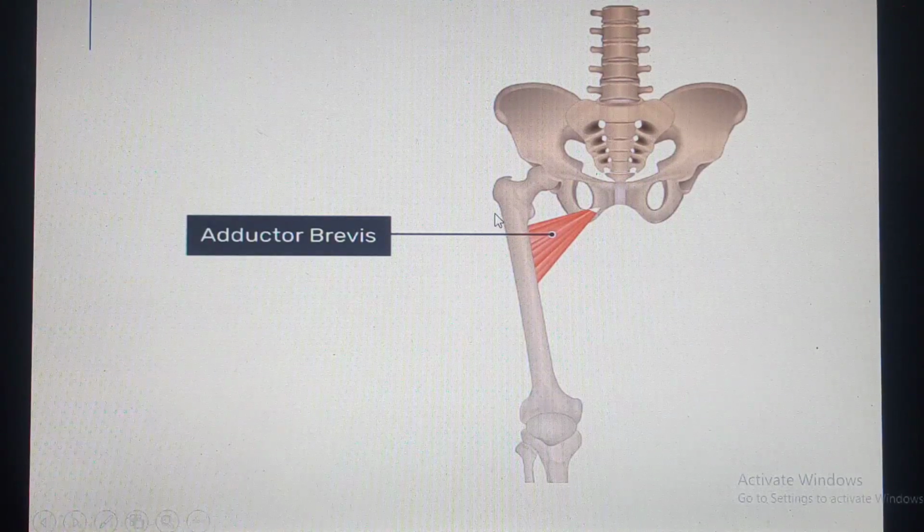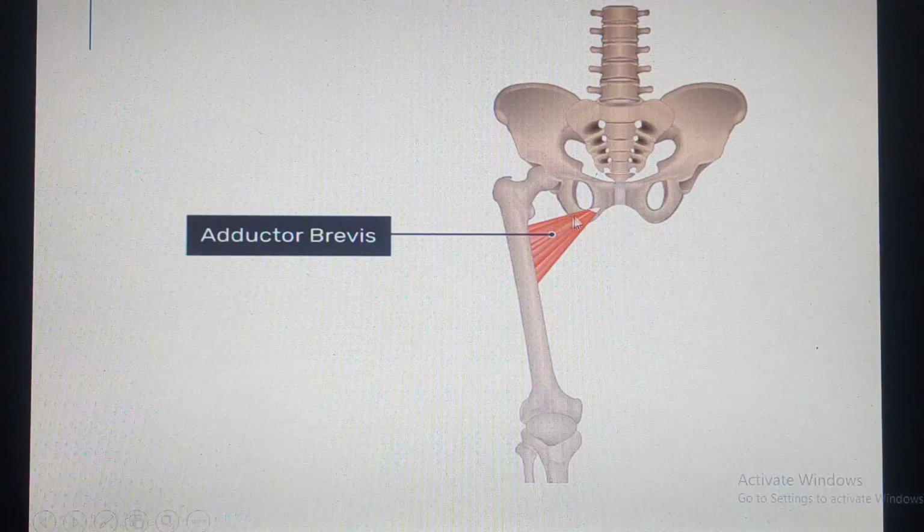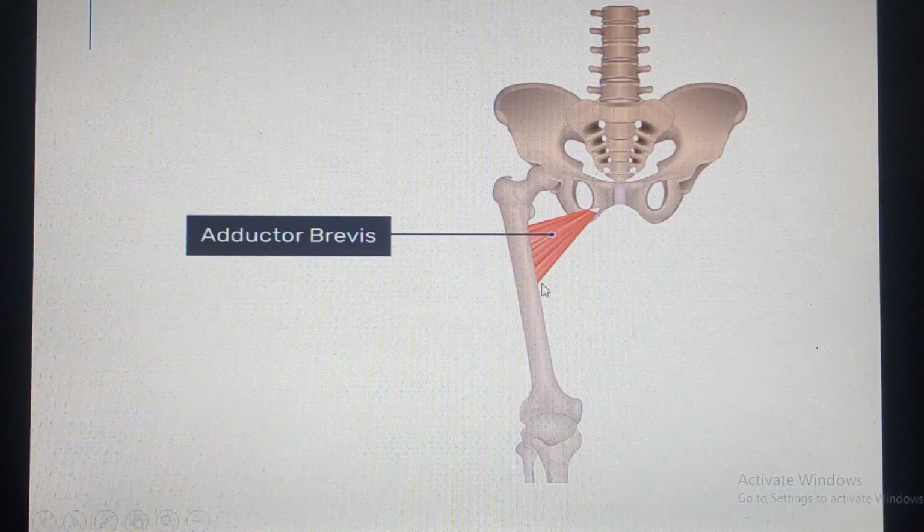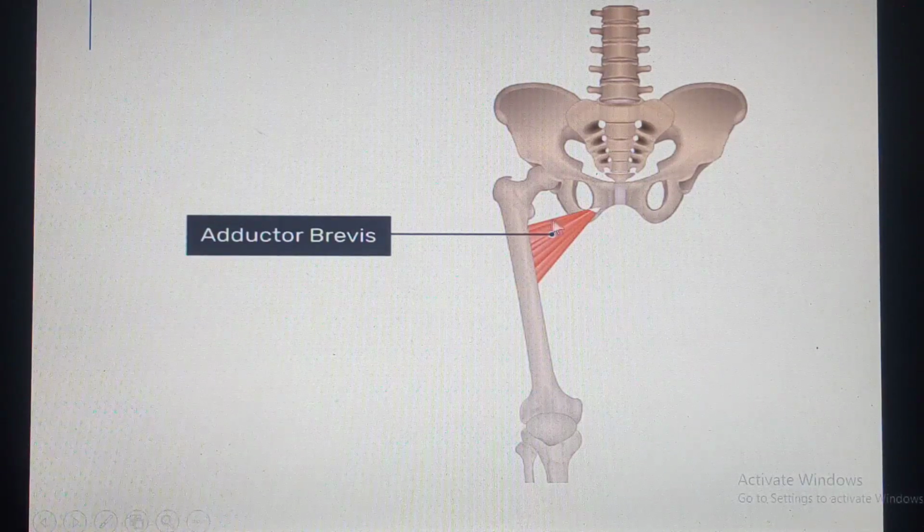Now this adductor brevis muscle will be important in laterally rotating the thigh. So it can help in what we call lateral rotation of the thigh, so that you turn the thigh away from the midline of the body. You rotate it around, away from the midline of the body. So that is the lateral rotator of the thigh. So that is the adductor brevis muscle.